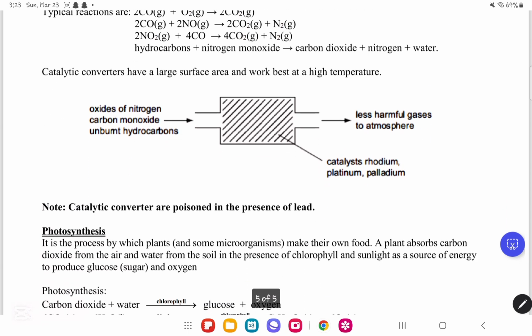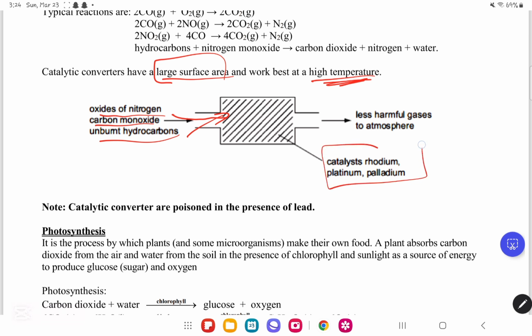Now, catalytic converters have a large surface area. Keep in mind, they have a large surface area and they work best at high temperatures. So look, here you could have the oxides of nitrogen, the carbon monoxide, the unburnt hydrocarbons. They will all enter into the catalytic converters. And here you have the transition metals such as rhodium, platinum, palladium. And then they will produce less harmful gases to the atmosphere. And keep in mind and note, catalytic converters are poisoned in the presence of lead. So lead should not be part of the catalytic converters.